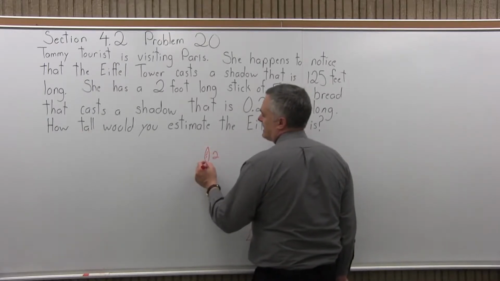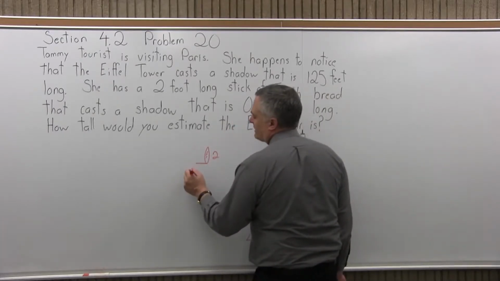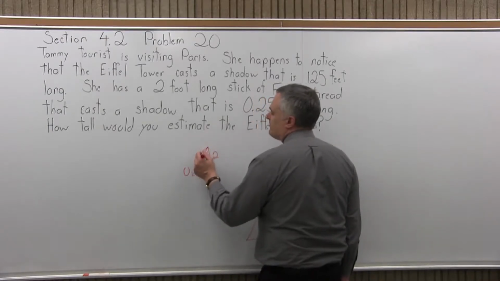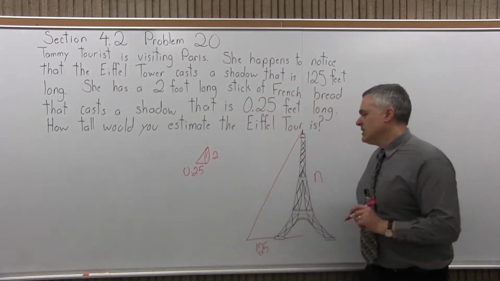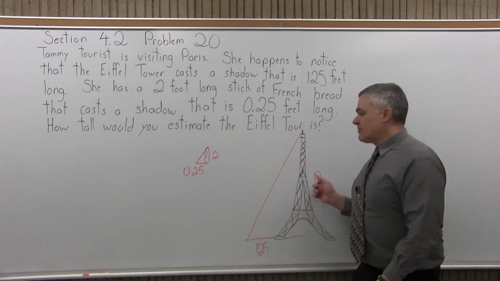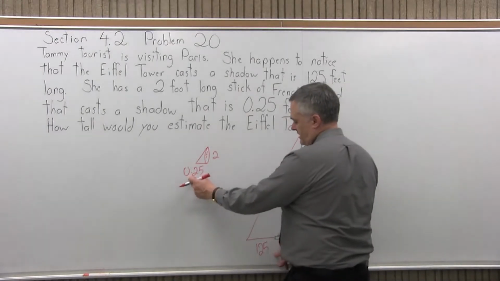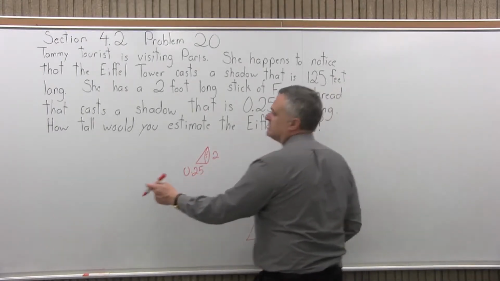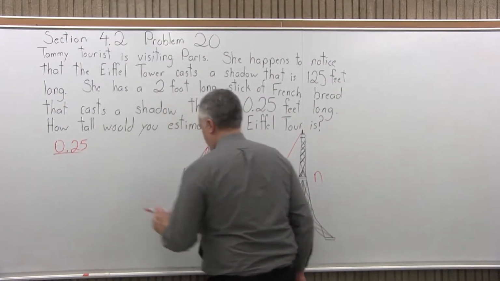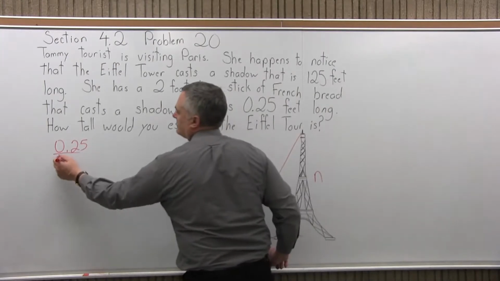This 2 feet, it casts a shadow that is 0.25 feet long. So it also makes a triangle. So we have two similar triangles. So we can set up a proportion, and one part is unknown. So match the parts, so we can do base of the triangle to the base of the triangle. So we have 0.25 for the base of one triangle over 125 for the base of the other one.